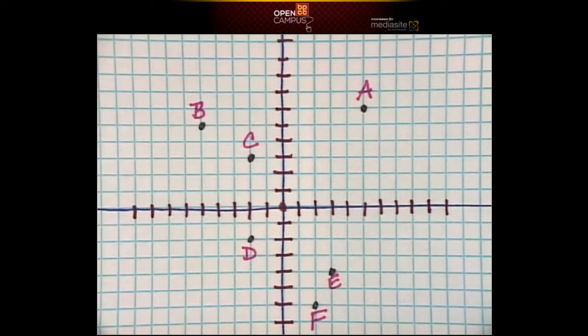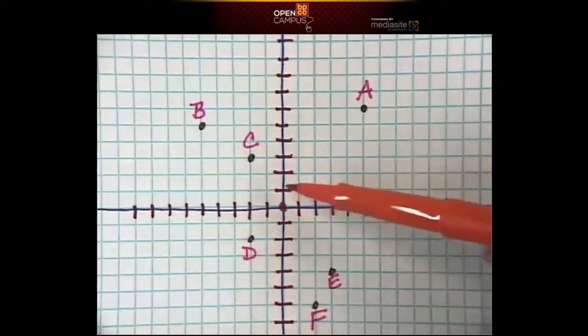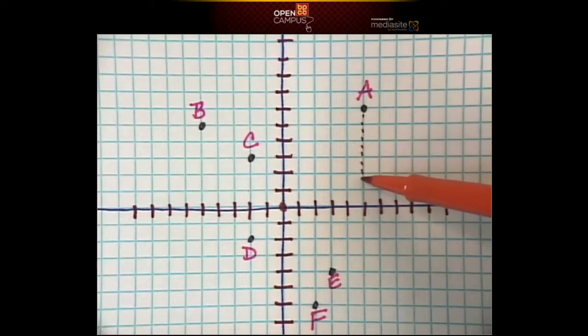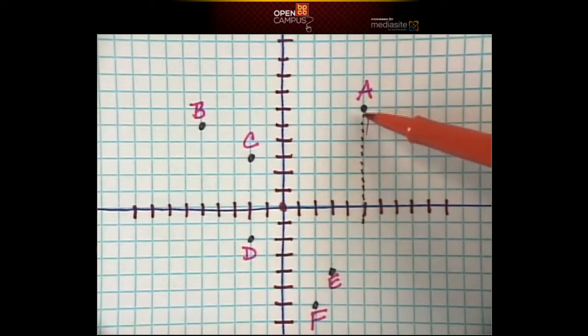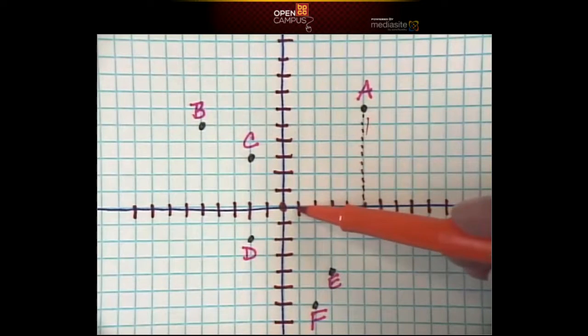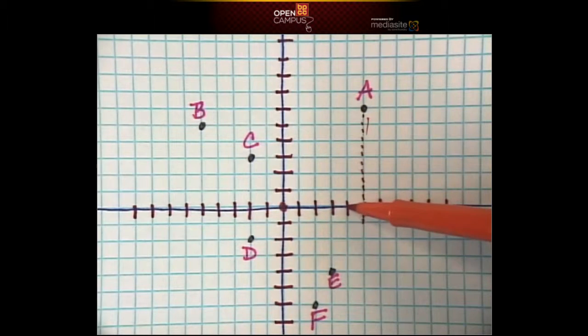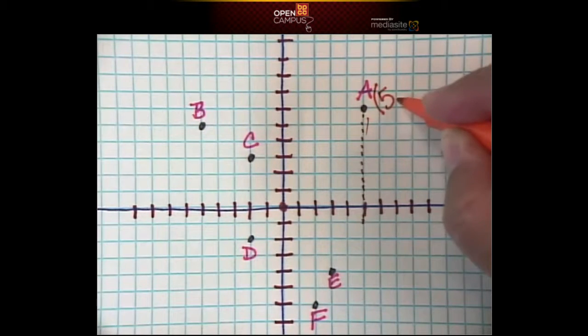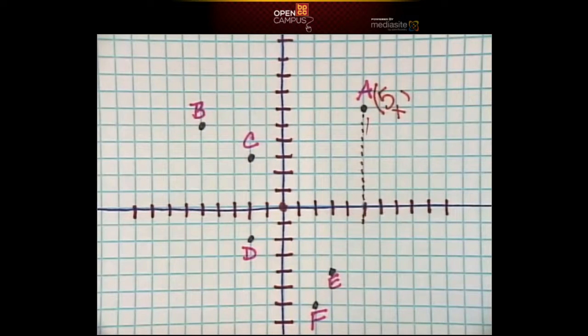So let's start with point A, okay? Point A, to name its ordered pair, we're going to start at the origin and we're going to count however far it takes us to get to that point lined up. So we're going to count 1, 2, 3, 4, 5. It takes 5 jumps to the right to line that up. So our x value is 5. That's our x value.